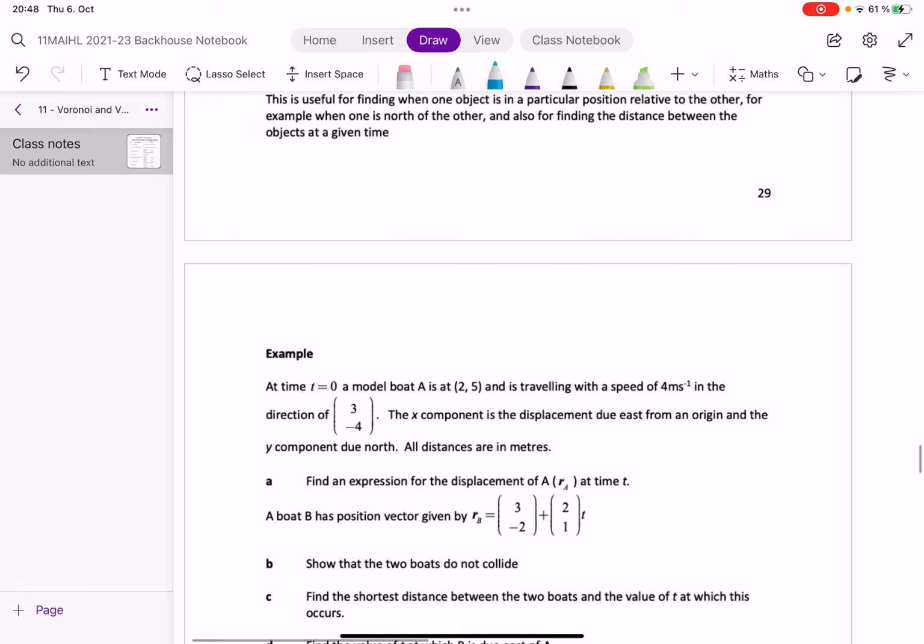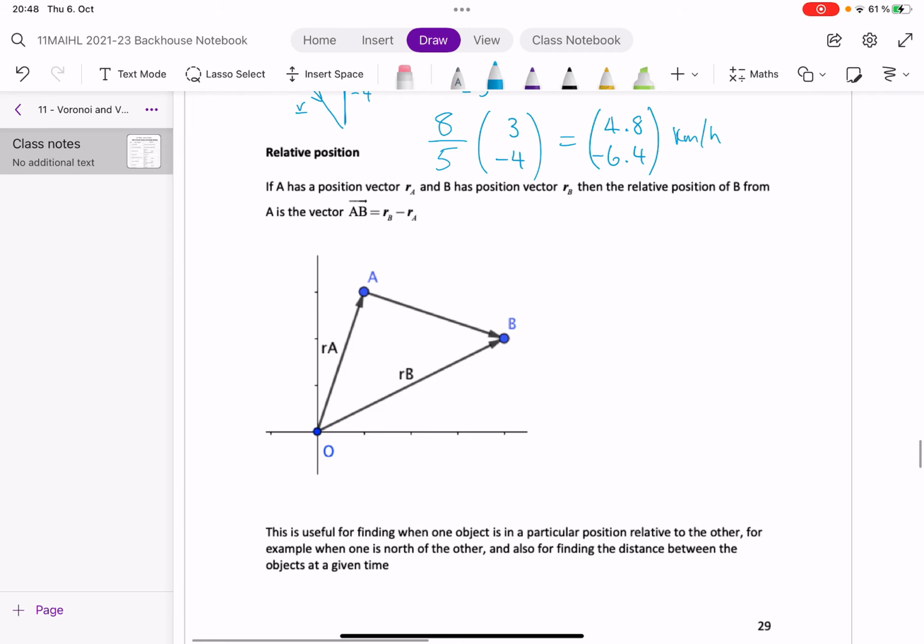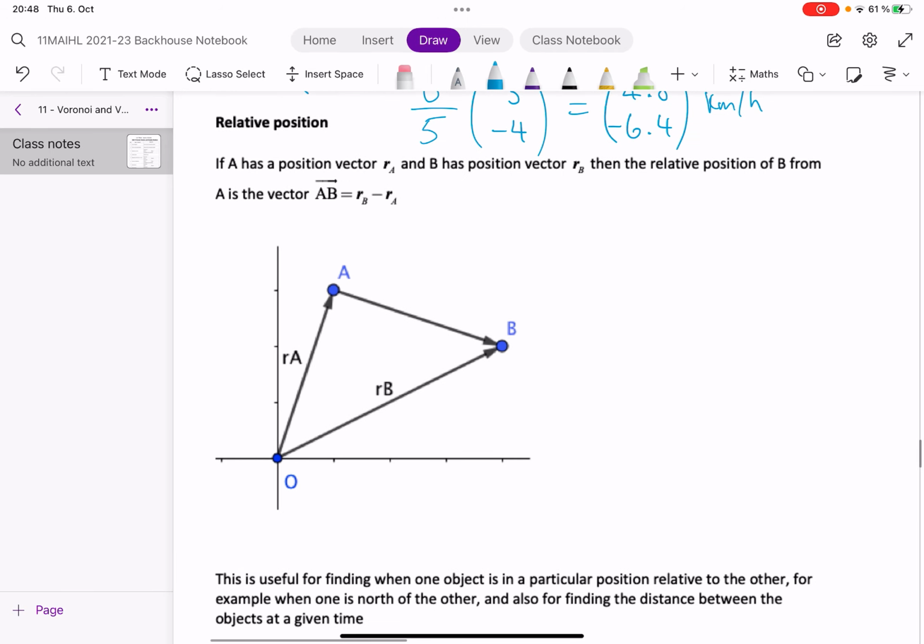Okay, I think this is the final thing we're going to try and look at today, which is relative position. So we've got A, which has a position of RA. Let's write it like that. And we have B, which has a position of RB. So these are objects that are moving. The relative position of B from A is the vector from A to B.